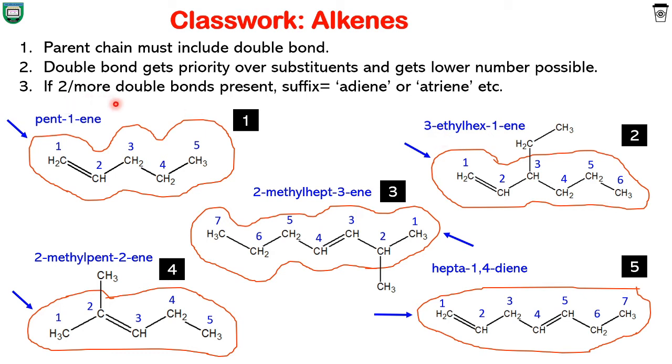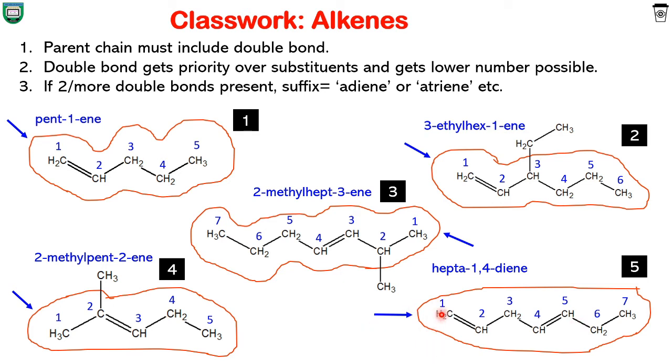If a molecule has two or more double bonds present, we use adiene or atriene. Let's look at the fifth example. In the fifth example, this molecule has 2 double bonds. So we start numbering from left to right so as to give the double bonds lower numbers, 1 and 4. If you start numbering from right to left, you will get bigger numbers for these two double bonds. That's why we are numbering from left to right.